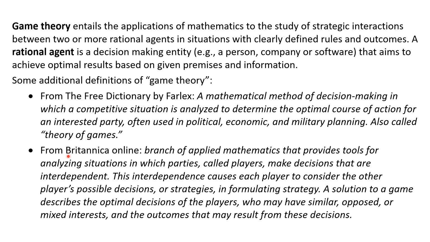Then we have another definition from Britannica, the encyclopedia. Game theory is the branch of applied mathematics that provides tools for analyzing situations in which parties, called players, make decisions that are interdependent. This interdependence causes each player to consider the other players' possible decisions or strategies in formulating their own strategy. A solution to a game describes the optimal decisions of the players who may have similar, opposed, or mixed interests and outcomes that may result from these decisions. So this all seems kind of abstract, but we're going to look at some examples that'll make it a little more concrete.